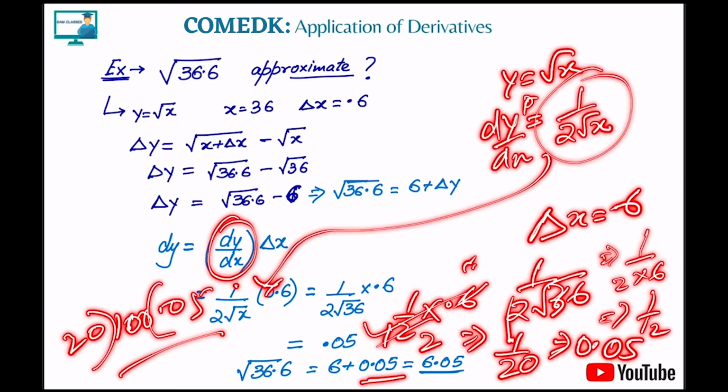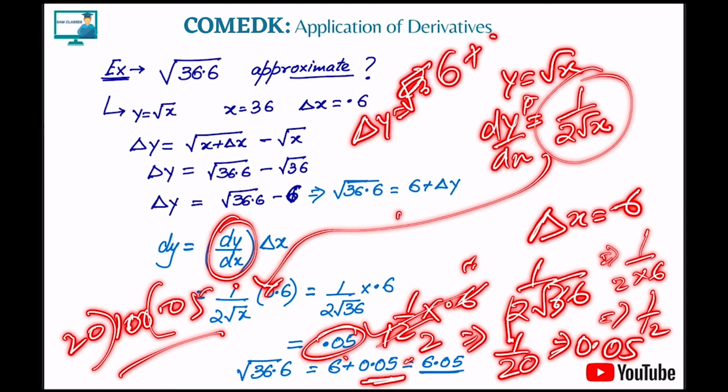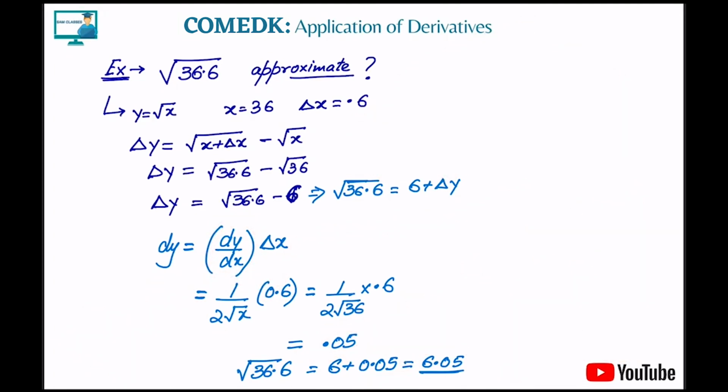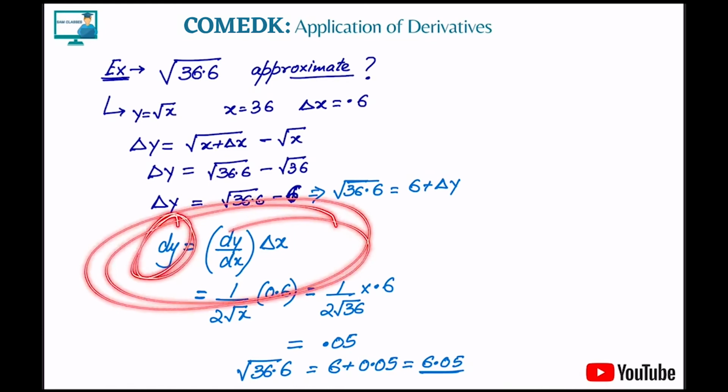Delta y is this much. We already wrote that root of 36.6 is nothing but 6 plus delta y, and delta y we found as 0.05. So this is equal to 6.05. That's it, how simple it is. We just need to remember this formula: dy, the change in y, is equal to dy by dx into delta x. That's it.